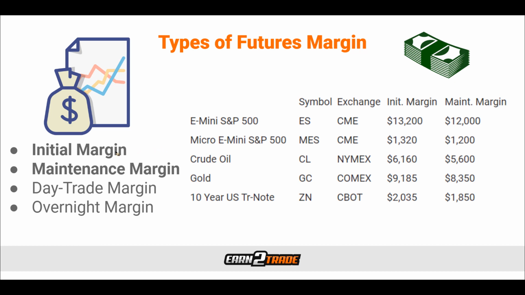Let's take a moment to talk about the different types of futures margin. There are really two main categories. We have initial margin and then we have maintenance margin right here. First, we'll talk about the initial margin. The initial margin is just going to be the minimum amount of money that is set by a futures exchange platform to enter a futures position.